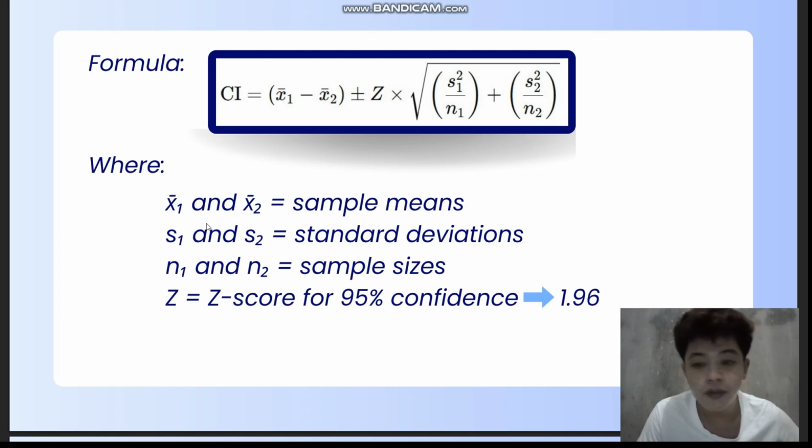In this formula, we have the following variables. The x bar sub 1 and x bar sub 2 are the sample means, and s sub 1 and s sub 2 are the standard deviations. The n sub 1 and n sub 2 are the sample sizes, and the z means the z-score for 95% confidence, which is 1.96.